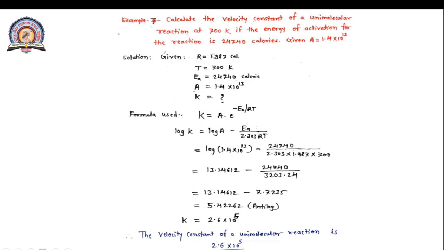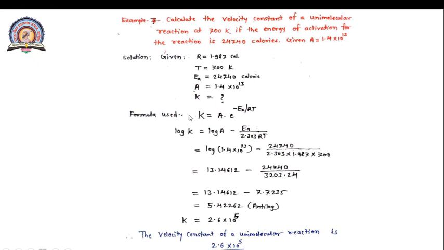Solution. The given things: R is equal to 1.987 calories, temperature 700 Kelvin, energy of activation EA is equal to 24,740 calories, and A, the frequency factor, is equal to 1.4 into 10 raised to 13. Then K, the velocity constant of a unimolecular reaction, is to be calculated. Here the formula used is K is equal to A into e raised to minus EA divided by RT.